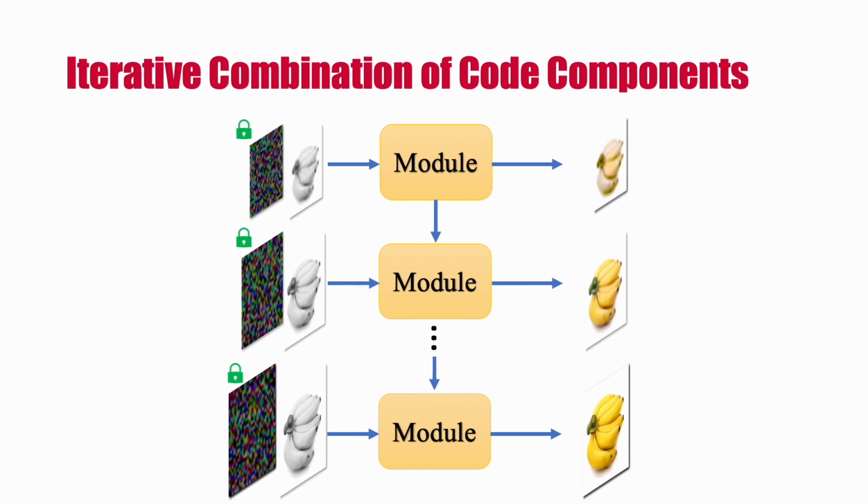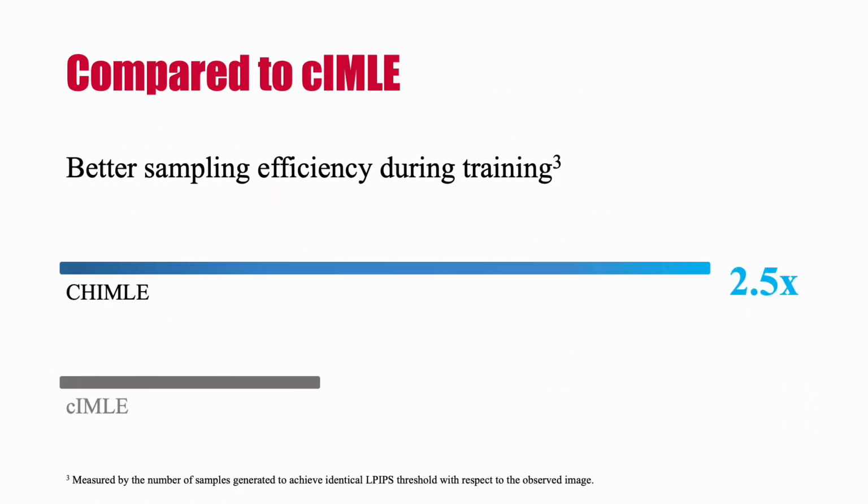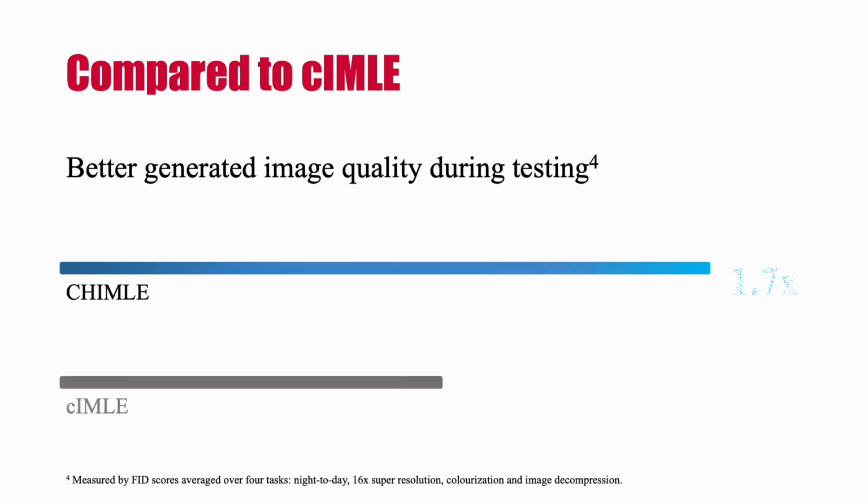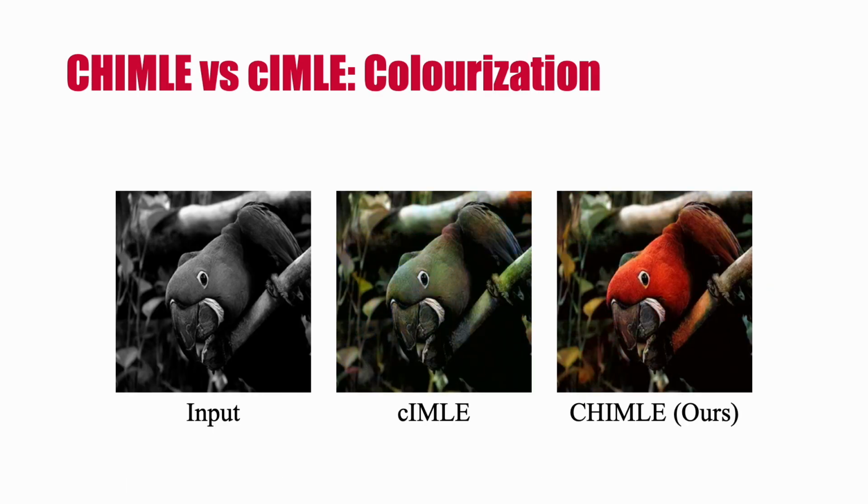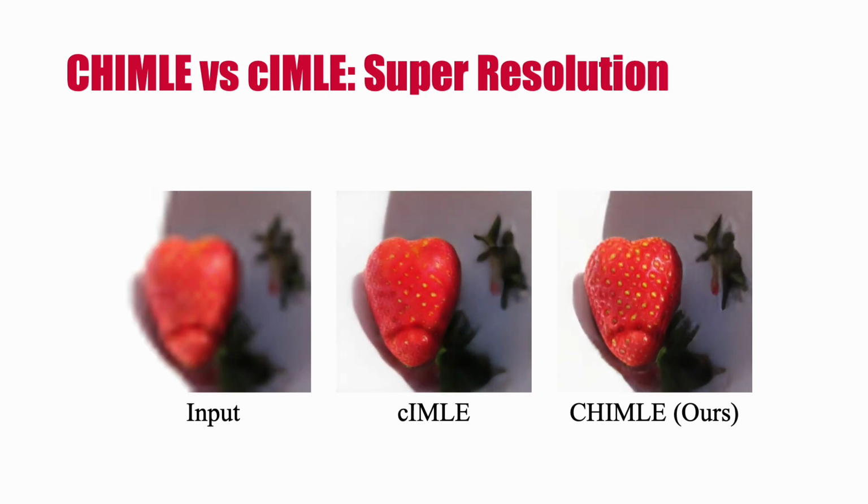Compared to CHIMLE, CHIMLE achieves 2.5 times better efficiency in generating samples during training, and 1.7 times better generated image quality during testing. Visually, in this example of colorization, CHIMLE produces more diverse and vibrant colors compared to CHIMLE. In this example of super resolution, CHIMLE attains much better image quality than CHIMLE.